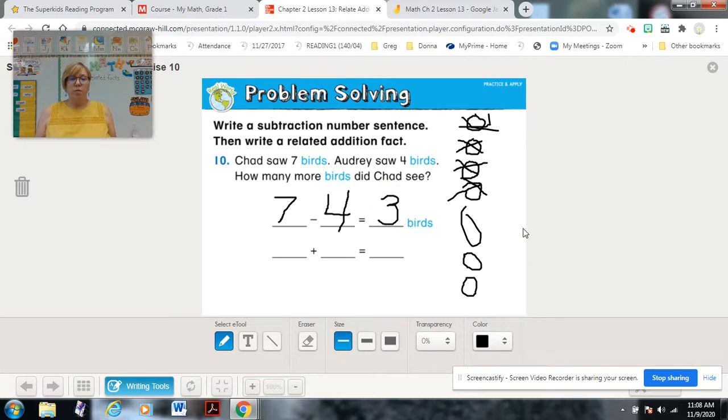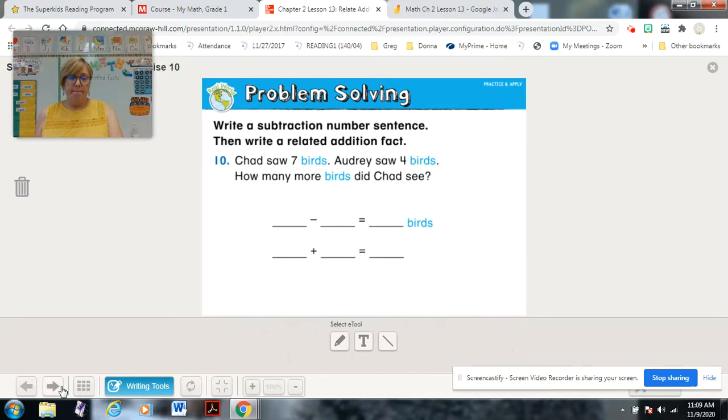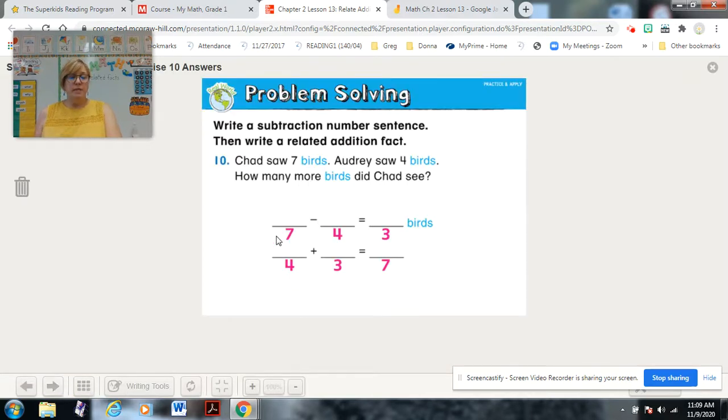Okay. Now, they want a related addition fact. So, related, we're going to use the number 4 and the 3. And because it's related, we know the sum is 7. Okay? So if you're not done with this, pause and come and check after you're finished. Okay, 7 minus 4 equals 3, he saw 3 more birds, and then here is a related addition number sentence.